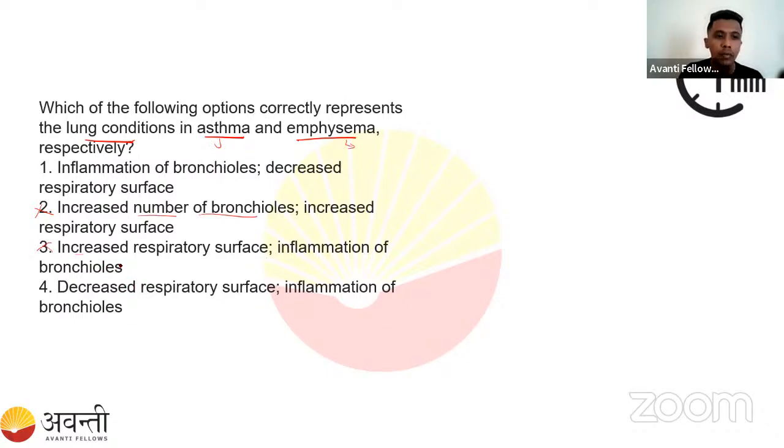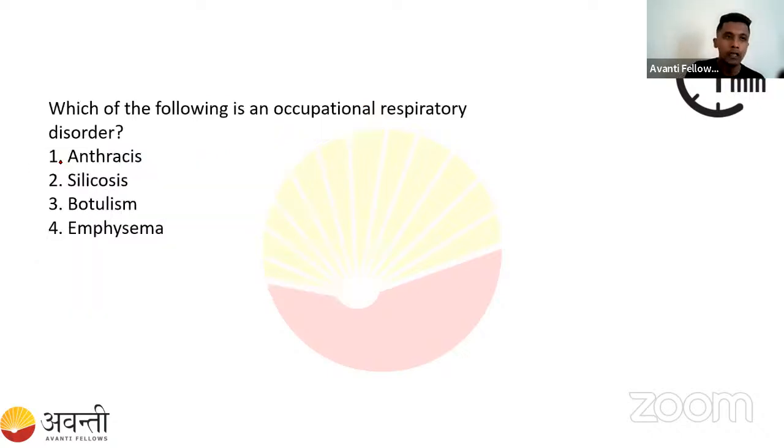When it comes to the fourth option, decreased respiratory surface, asthma is about inflammation of bronchioles. It's not an increase or decrease of respiratory surface. And emphysema is a decreased respiratory surface, not inflammation of bronchioles. Even though the first and second options look similar, the term 'respectively' is very, very important, right? This term says we have to choose the first option. All right, students.